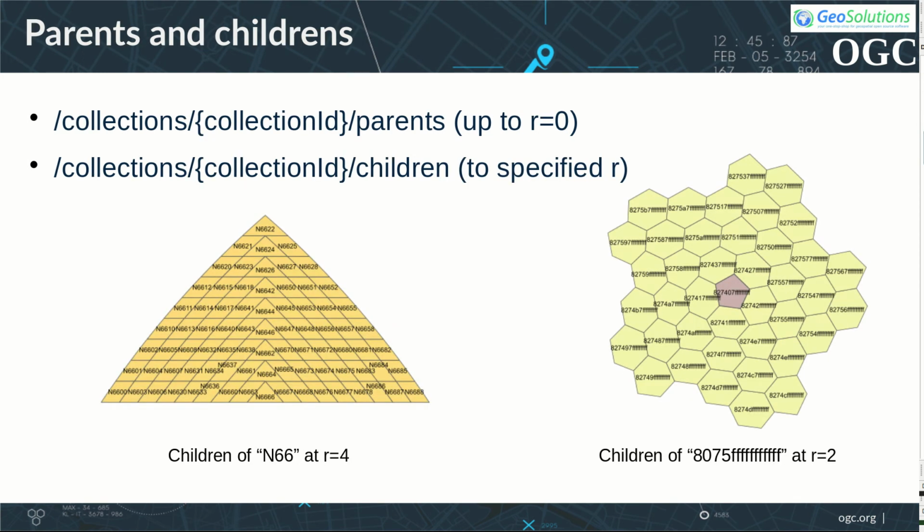Other dedicated endpoints allow to discover parent and children up and down to a target resolution. Here are the results of getting children that are 2 levels down compared to their parent.